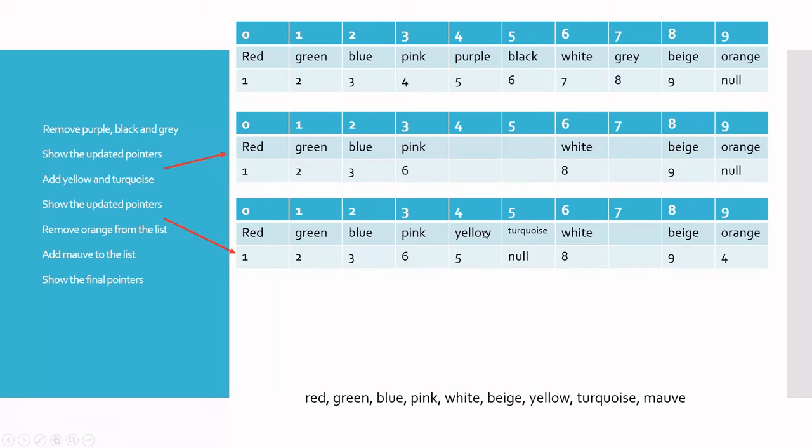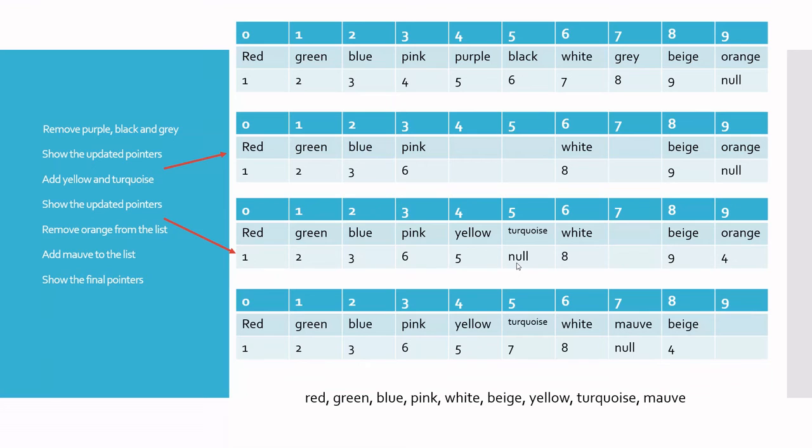So we're now saying, remember that this pink must continue to point to white and onto beige, but now orange comes back to yellow. Yellow points to number 5, which is turquoise, and that's the end of our list. I'm going to show you another example of this in a minute just to help visualize it a little bit better. Last but not least, I'm going to add mauve to the list and have removed orange, which means that we should be able to follow our list as it is at the bottom.